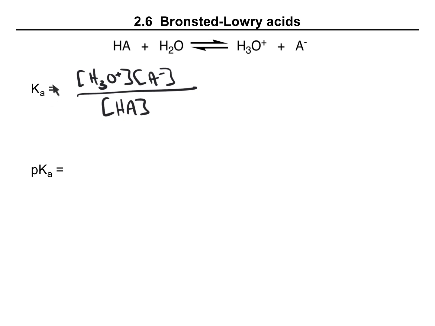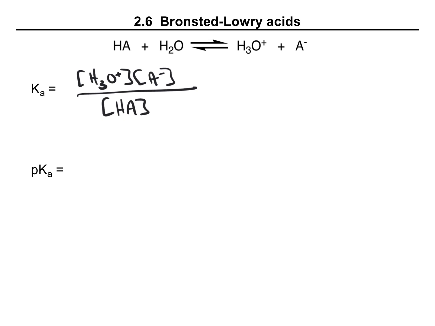The nice thing about the Ka is that it has a physical meaning regarding the position of equilibrium. If we have a Ka that is greater than 1, that means there's more of our products than reactants, and so we can tell that the equilibrium lies to the right. If our Ka is less than 1, then our denominator must be bigger than our numerator, which means we have more of our starting material than we do of our products. So Ka is useful because it has this physical meaning.